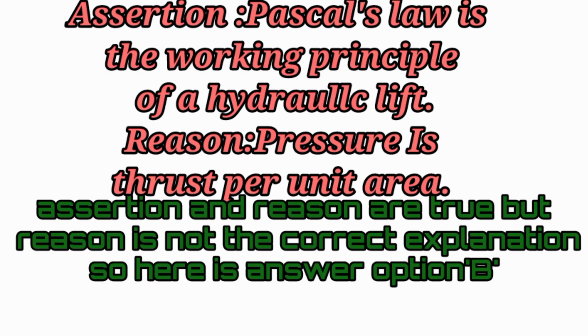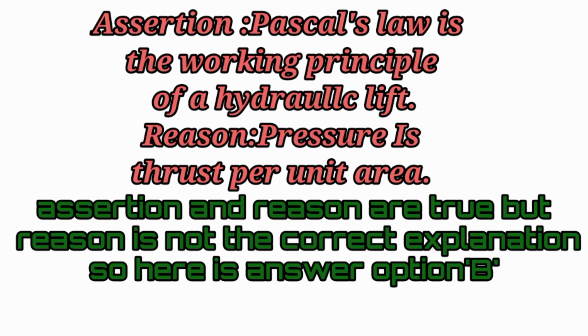Here assertion is true and reason is also true, but reason is not explaining correctly the assertion. So here answer is option B. If both assertion and reason are true, but reason is not the correct explanation of assertion.